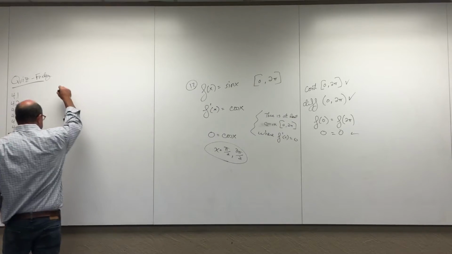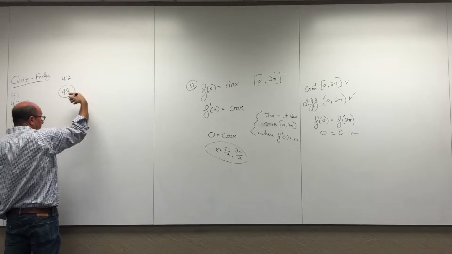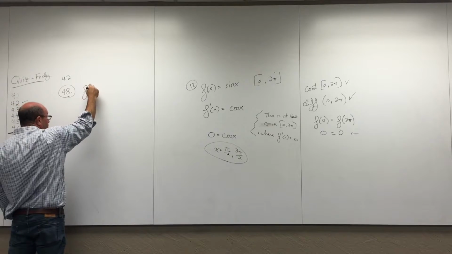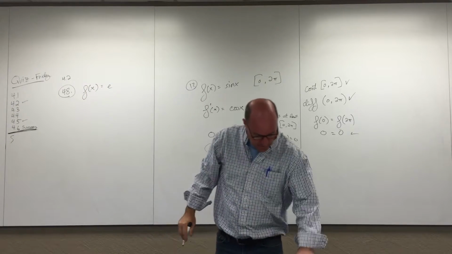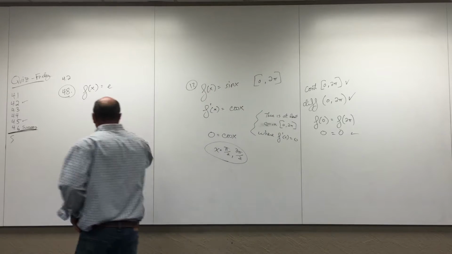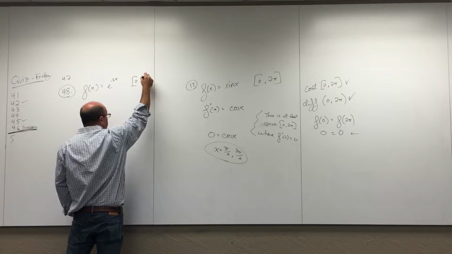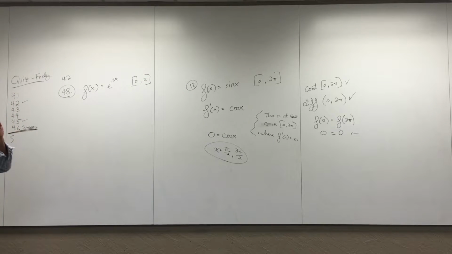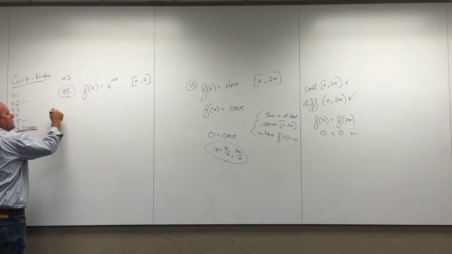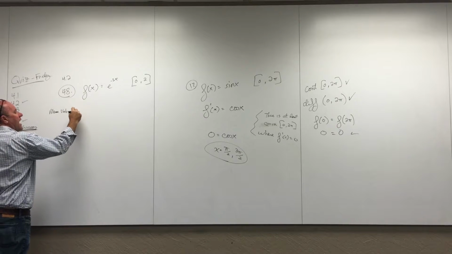48 says this. I'm in 4.2, and this is about the mean value theorem. They give me a function, e to the negative 3x, and I'm working on this interval 0 to 2. All right, let's see. This is the mean value theorem. Here's what it says real quick, again, without me writing the whole thing up here.